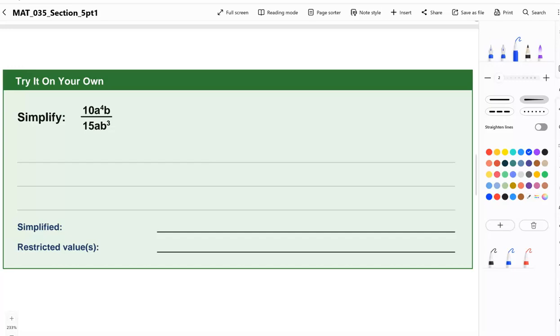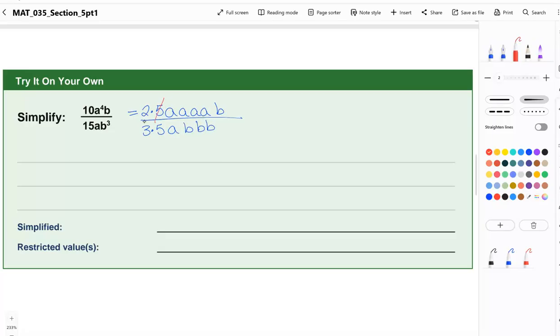So the next one's going to work the same way. We have 10a to the 4th b over 15ab cubed. So 10 is 2 times 5. A to the 4th is going to be 4 a's, and then we have a b. 15 is 3 times 5 times a times b cubed.